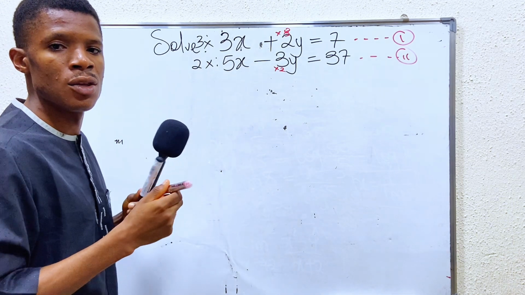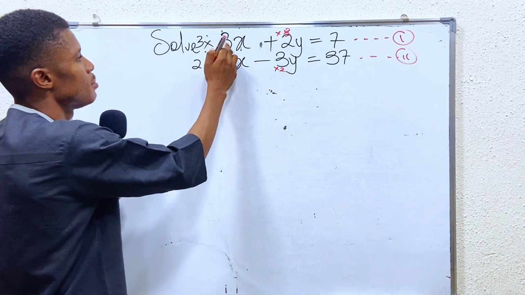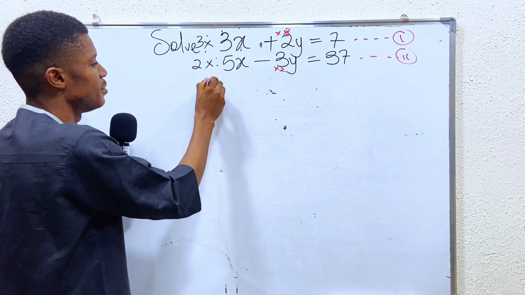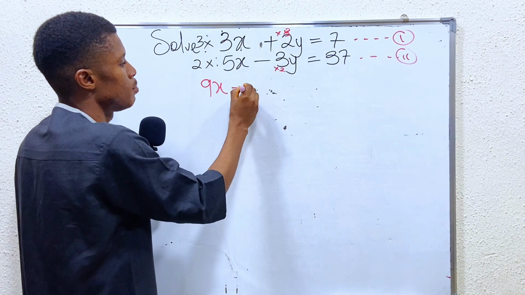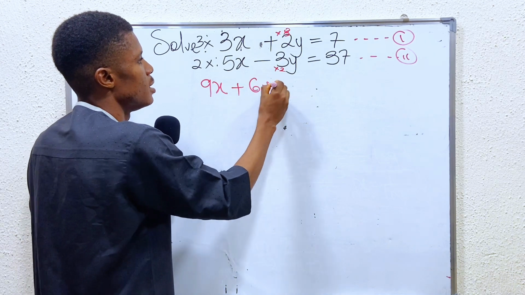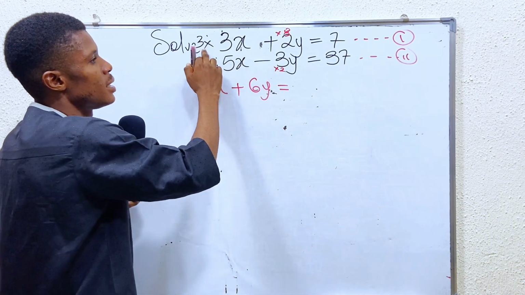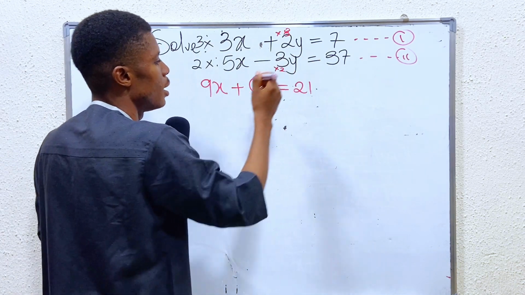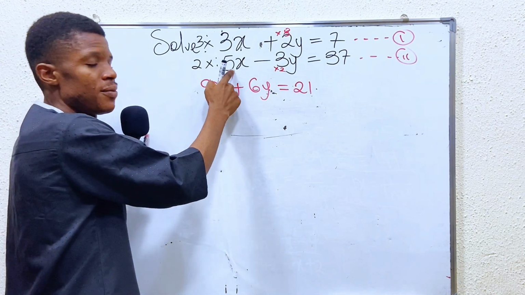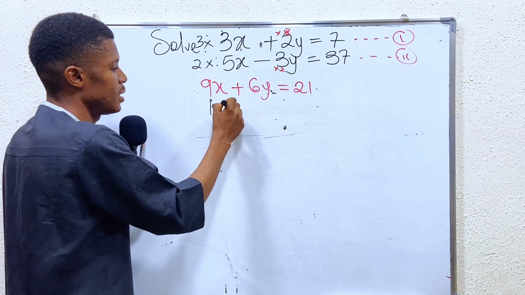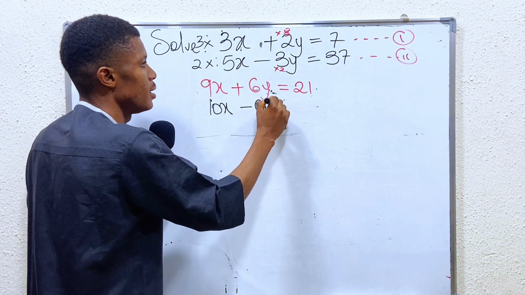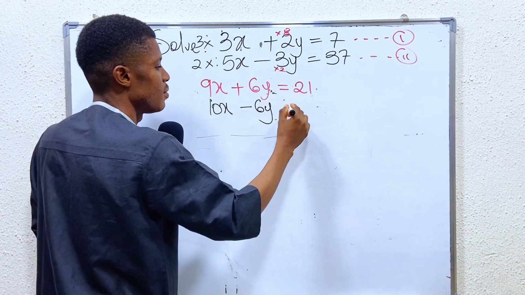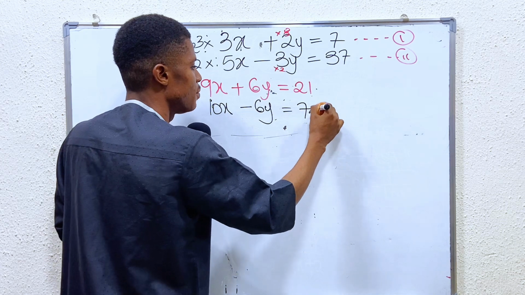If you do that, you will see that 3 times 3 is 9, so you have 9x. 3 times 2y is plus 6y, equal to 3 times 7, which is 21. Then 2 times 5 is 10, so I have 10x. 2 times minus 3 is minus 6y, equal to 2 times 37, which is 74.